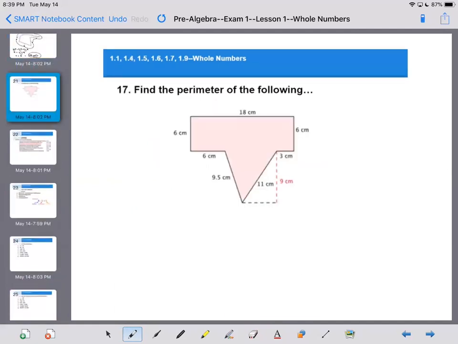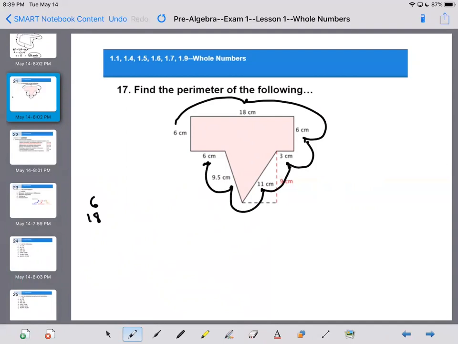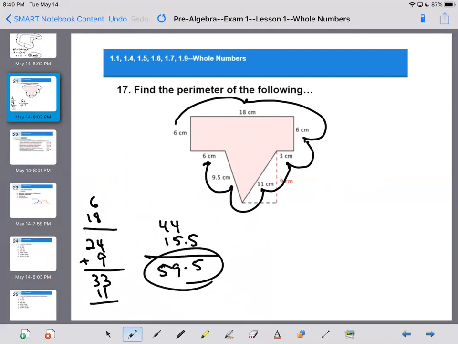Another perimeter, we would say, I'm going to start at 6 and work here, go to 3, go to 11, 9.5, and 6. So 6 and 18 is 24. Plus 6 and 3 is 9, so that's 33. Plus 11 is 44. And 15.5. That's 9.5 and 6, so 15.5. So 59.5 centimeters.